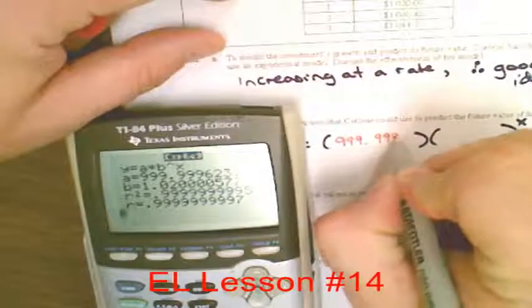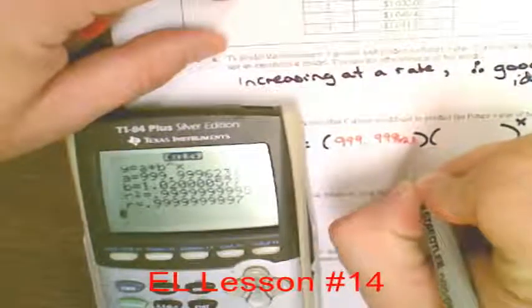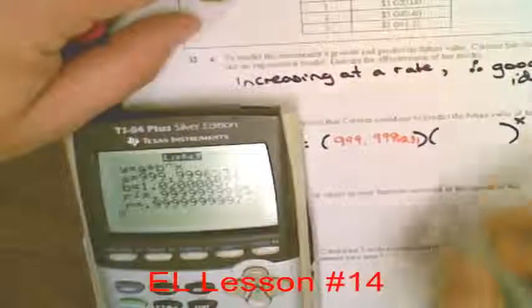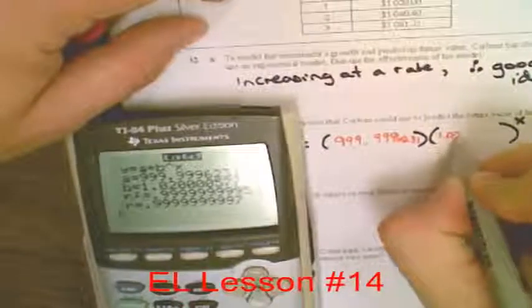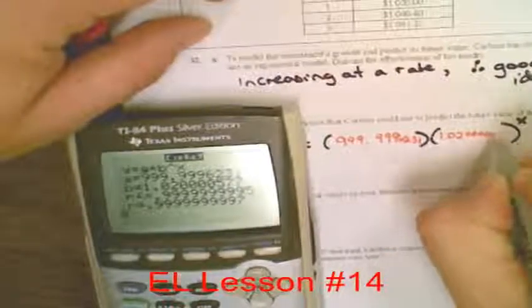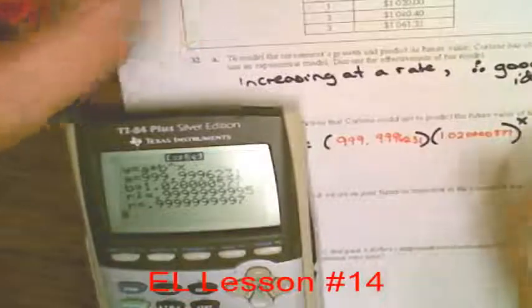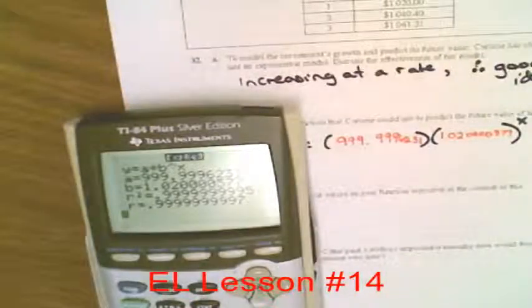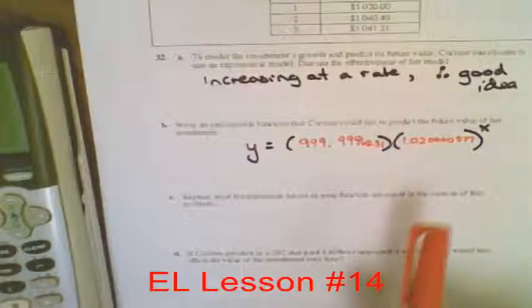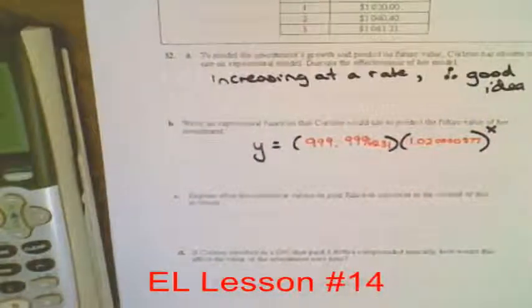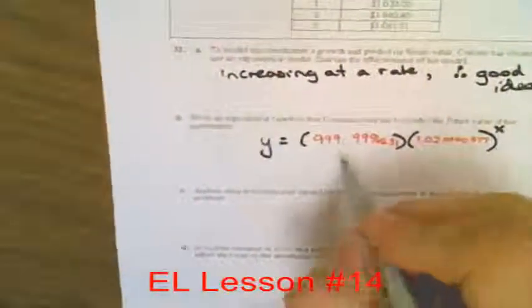It tells me that a is 999.9996231. Okay, the b value is 1.0200000577, and there's my equation. So I've got 999.999 times 1.02 to the power of x. So there's my equation.